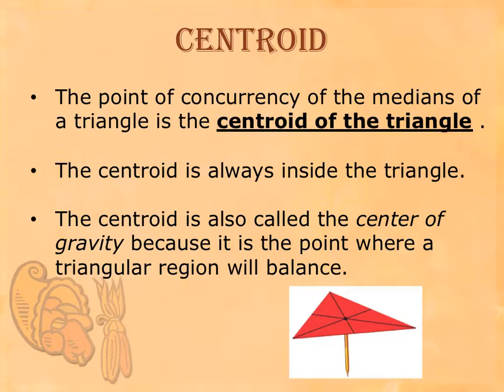So the point of concurrency of the 3 medians of a triangle is called the centroid of the triangle. This centroid is always inside the triangle. Another name for centroid is center of gravity, and that would be the point where a triangular region would balance. Like if you put a triangle on the pencil, that point would be where it could balance perfectly.